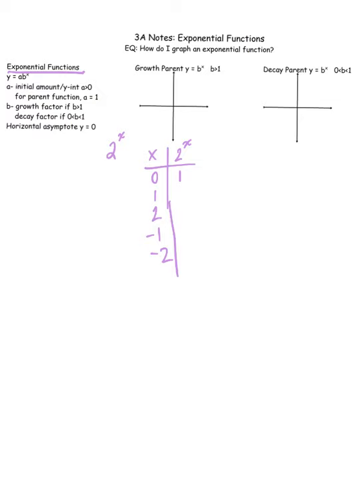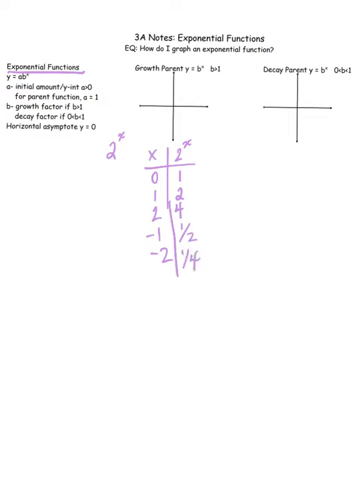Okay, now let's continue with this base of 2. If x is 1, well, 2 to the first power is just 2. Well, what about 2 squared? That would be 4. What happens if I have a negative exponent? Let's remember our exponent rules. If I have a negative exponent, that's the same thing as writing the reciprocal. So 2 to the negative 1 power is really 1 over 2 to the first power, which is just 1 over 2. 2 to the negative 2 power is the same thing as 1 over 2 to the second power, which is 1 over 2 squared, which is 1 over 4.